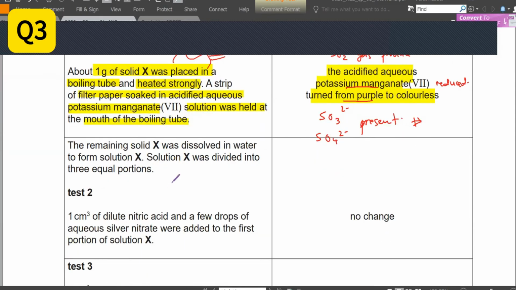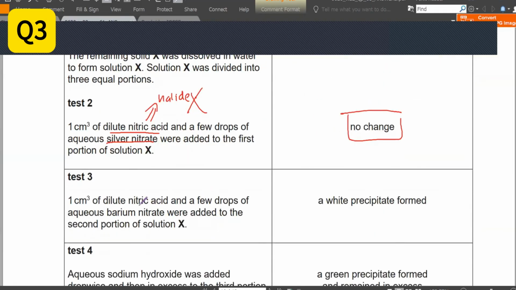Then test 2, we add dilute nitric acid and then silver nitrate. Again, we know this is a test for halides. Nothing changed, so halide is not present in this sample. Next, dilute nitric acid and then barium nitrate. We know this is a test for sulfate. A white precipitate forms, which means sulfate is present.